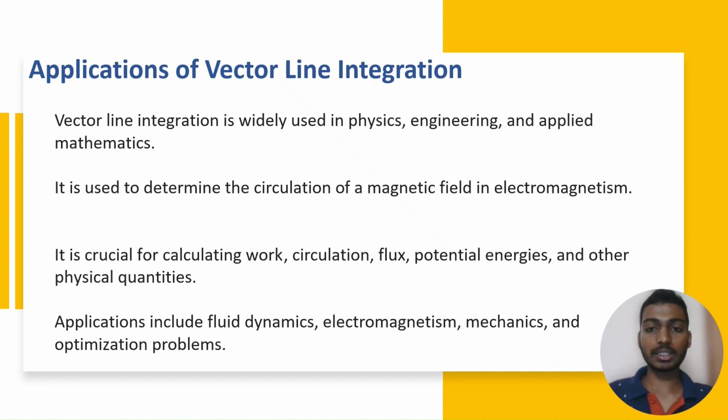Applications of vector line integration. Vector line integration is widely used in physics, engineering, and applied mathematics. It is used to determine the circulation of a magnetic field in electromagnetism. It is crucial for calculating work, circulation, flux, potential energies, and other physical quantities. Applications include fluid dynamics, electromagnetism, mechanics, and optimization problems.